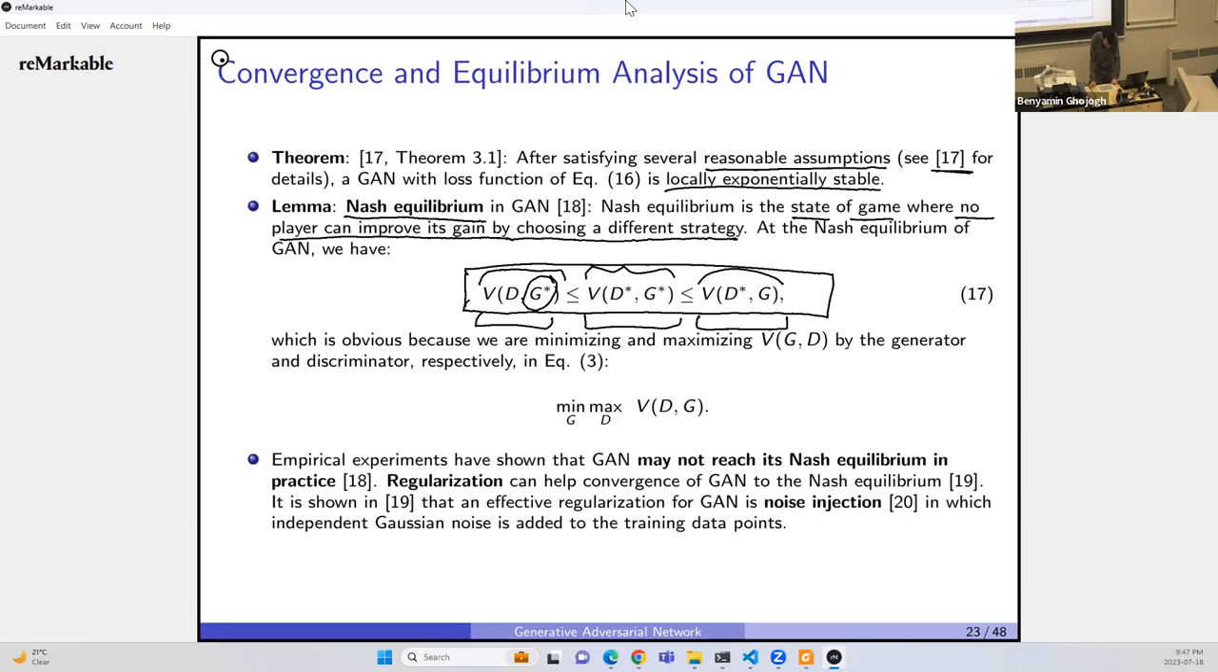Empirical experiments have shown that GAN may not reach its Nash equilibrium in practice, right? Okay, regularization can help the convergence of GAN. Actually, it's very hard for GAN to converge. If you do it in practice, you will see it's hard. Okay, so we use regularization also.